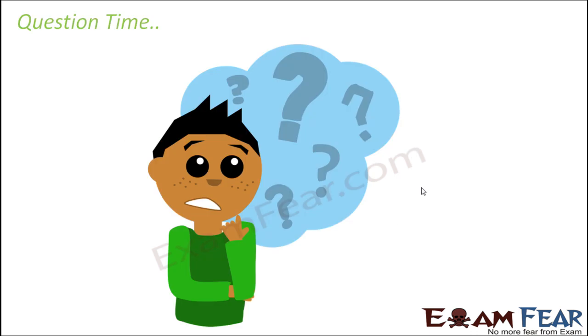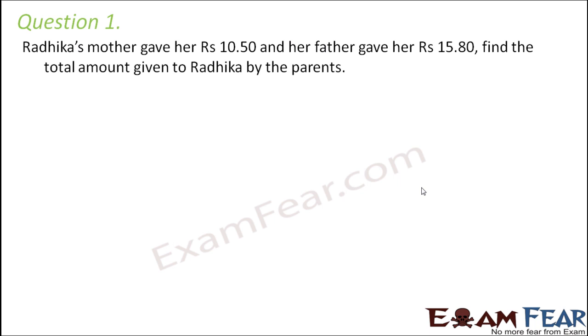It is question time. We'll quickly solve some questions. Question number 1. Radhika's mother gave her rupees 10.50 and her father gave her rupees 15.80. Find the total amount given to Radhika by the parents.